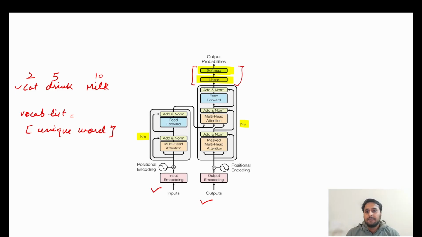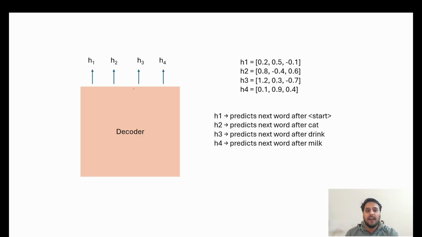After that, we create an embedding vector. We convert each word of our input, cat drink milk, into a vector. I want to give you an idea that these two layers are doing the same thing but in reverse. Basically, the decoder gives us three or four vectors, and we are trying to convert these vectors into words using these two layers, linear plus softmax. Now let's move to the next slide to understand how.